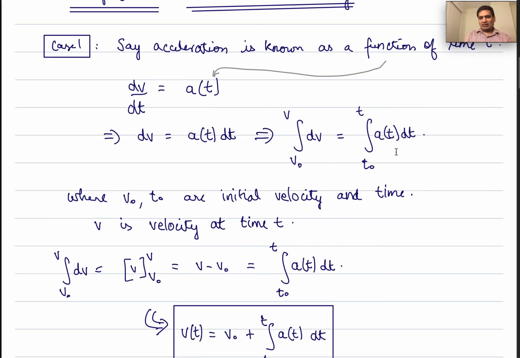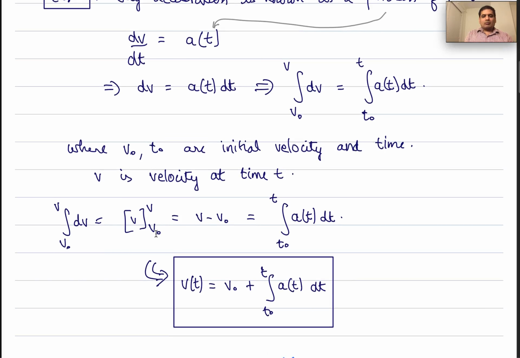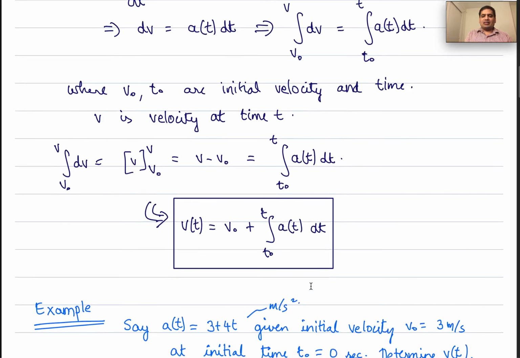So we have these two integrals on both sides. Integral dv is just v. We go from v naught to v, so it's v minus v naught here. The right-hand side just comes by exactly as is. So we have integral t naught to t, a of t dt. And then we can rearrange this equation where we keep v on the left-hand side, bring v naught to the right-hand side. So v of t equals v naught plus integral t naught to t, a of t dt.